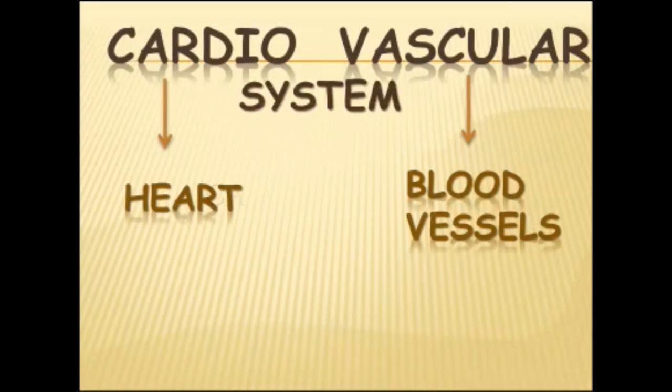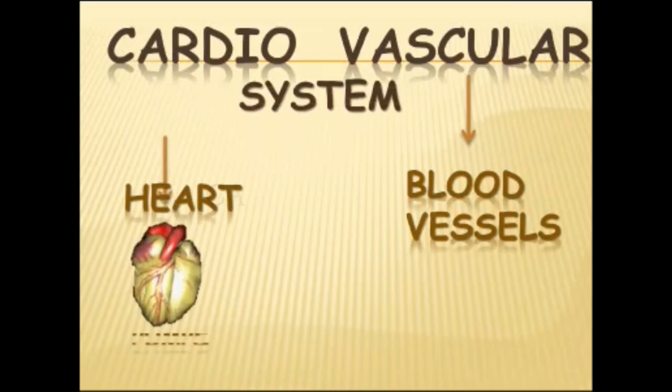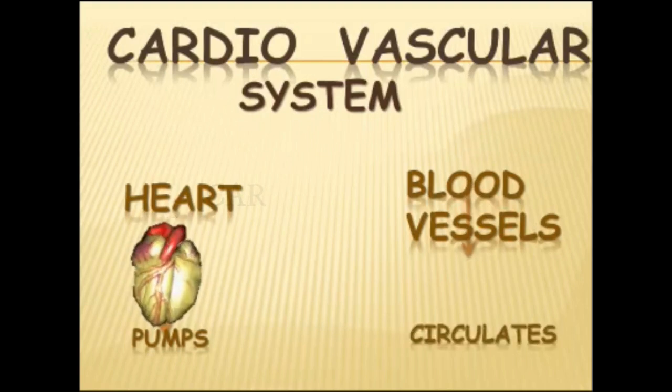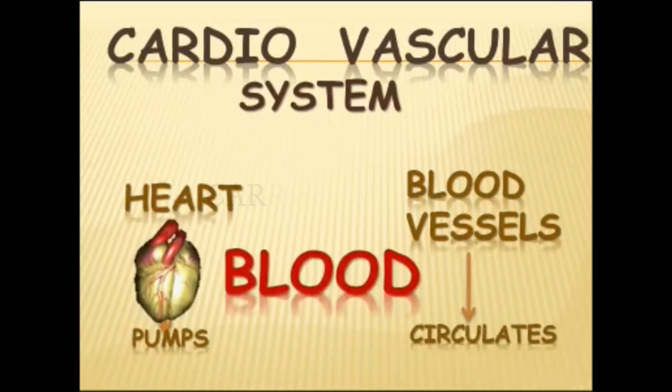In this cardiovascular system, the heart pumps. It pumps continuously, I mean regularly, across day and night, that is 24 into 7 into 365 days. It never stops pumping. And the blood vessels circulate the blood across the body. So friends, we have seen that in the cardiovascular system, the heart pumps the blood, whereas the blood vessels circulate the blood across the body.